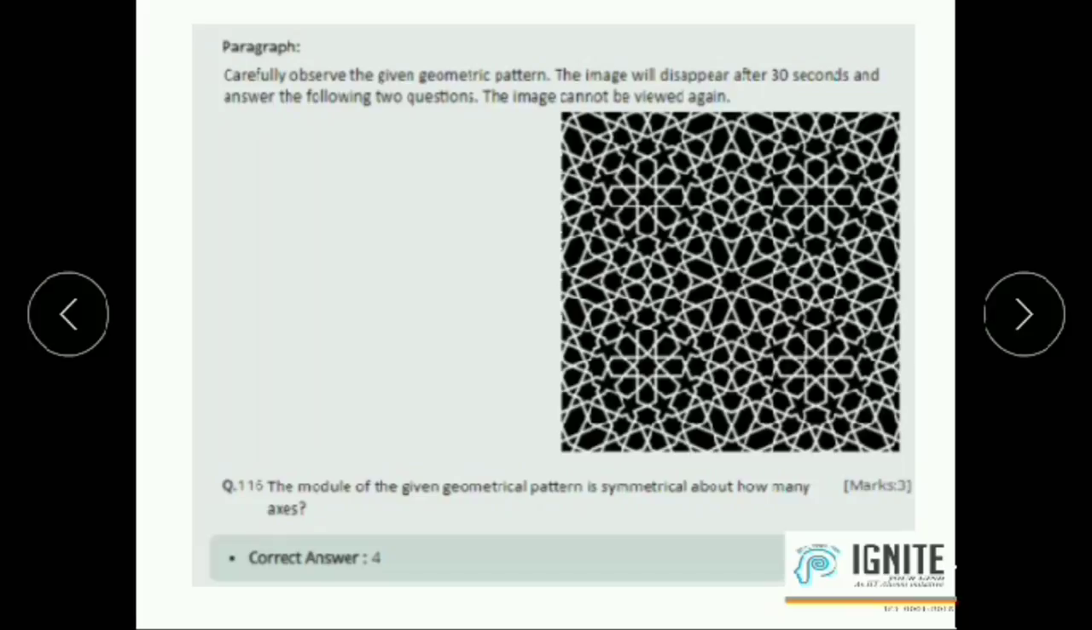Here the question is, carefully observe the given geometric pattern. The image will disappear after 30 seconds and answer the following 2 questions. The image cannot be viewed again. One of the questions, the module of the given geometric pattern is symmetrical about how many axes? The correct answer is 4. Suppose 1, 2, 3 and 4. Geometrical pattern is symmetrical about 4 axes.